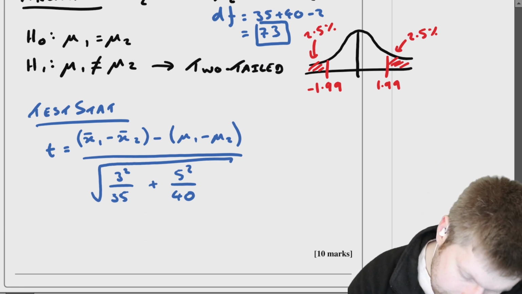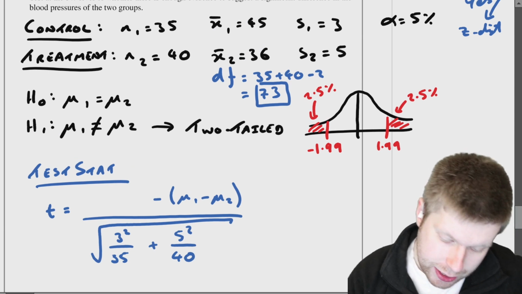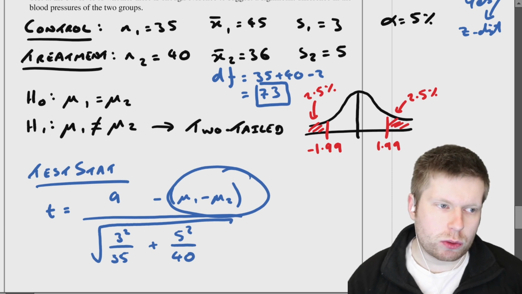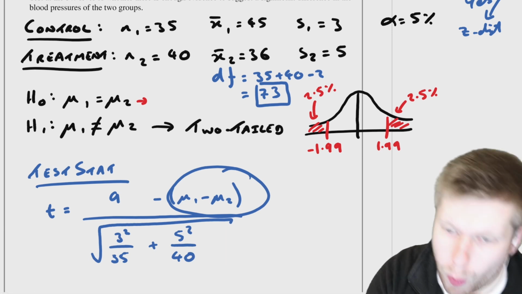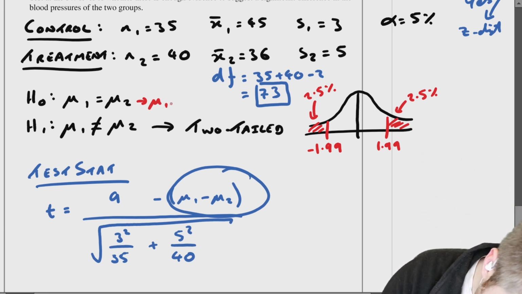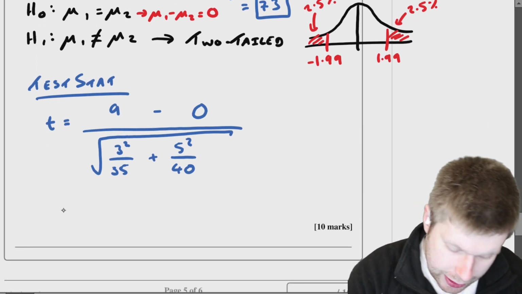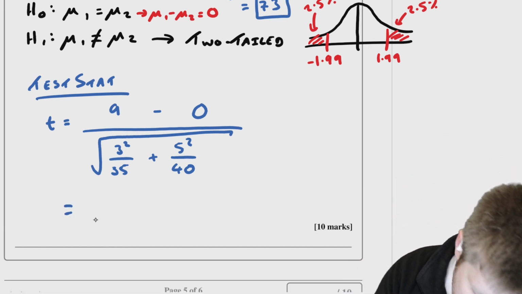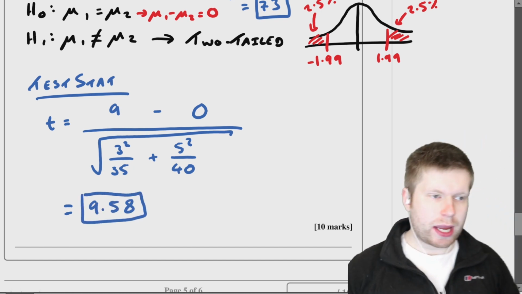So let's calculate this. x1 bar take away x2 bar is 45 take away 36, that's going to be 9. Now, what's my hypothesized difference in my population means, my mu1 take away mu2? Well, I can use that from my null hypothesis. If mu1 is equal to mu2, the difference between mu1 and mu2 should be equal to 0. So if I stick all of this into my calculator, I get 9.58. Now, before I go any further, that should start majorly ringing alarm bells.